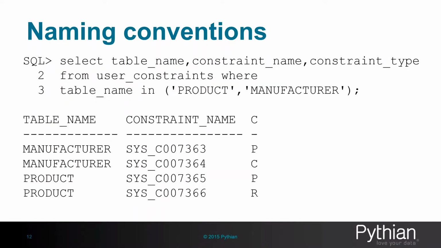There's your cryptic constraint name with the type of P, surprise, for primary, C for check, again P for primary, and R stands for referential. The first time I delved into the values of the data dictionary tables that supported referential integrity, I was surprised to find a constraint type of R for referential rather than a constraint type of F for foreign.